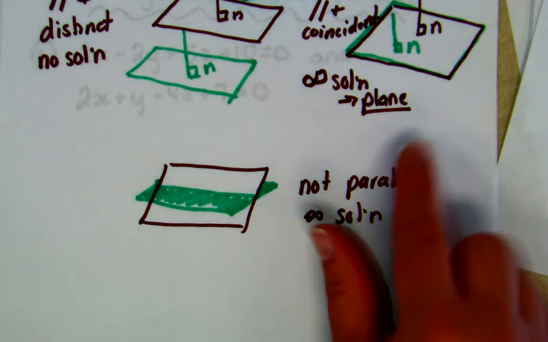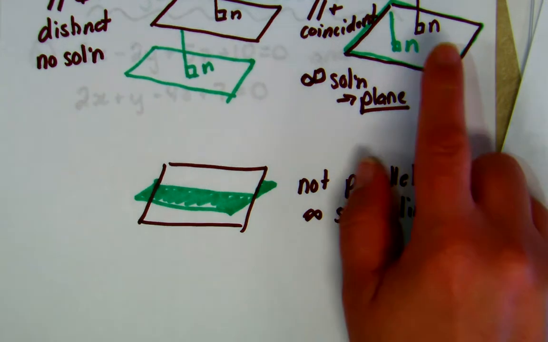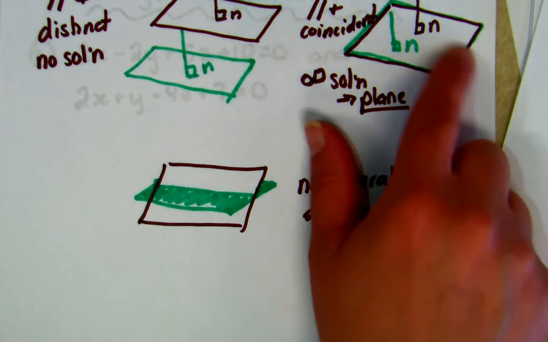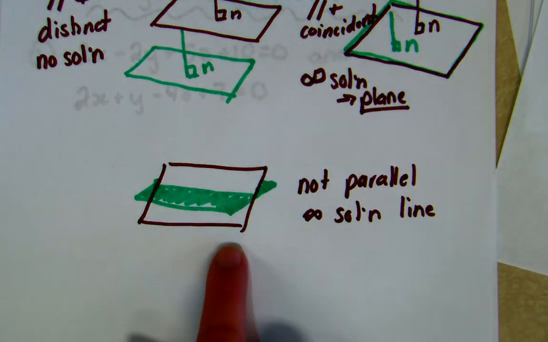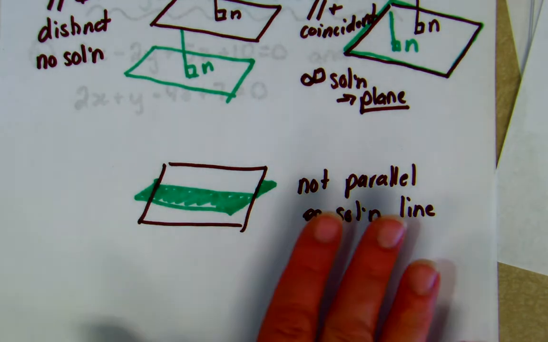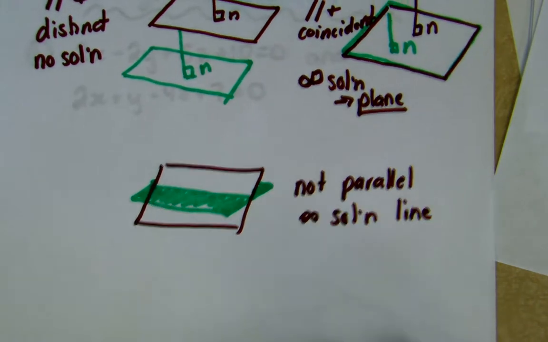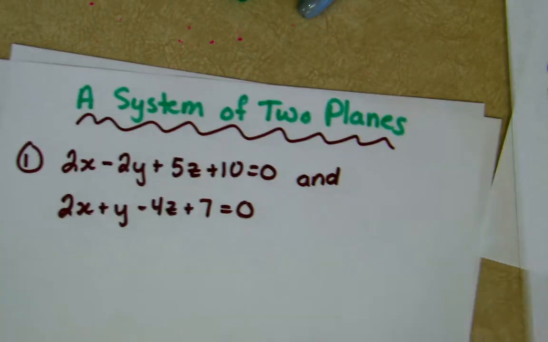So there's two instances where there's an infinite number of solutions, but they are different from each other. This infinite is actually bigger because it represents all the points on a plane. And there are more points on a plane than there are on a line. But there's an infinite number of points on the line. So you have to be aware that, okay, in this infinite number solution, am I representing a plane or a line?